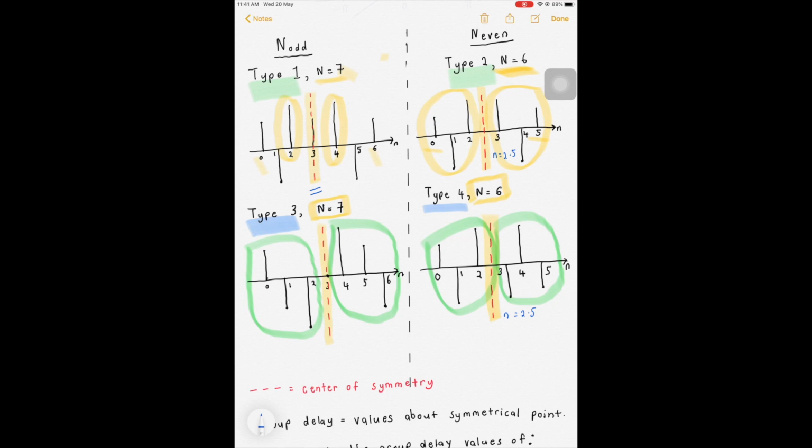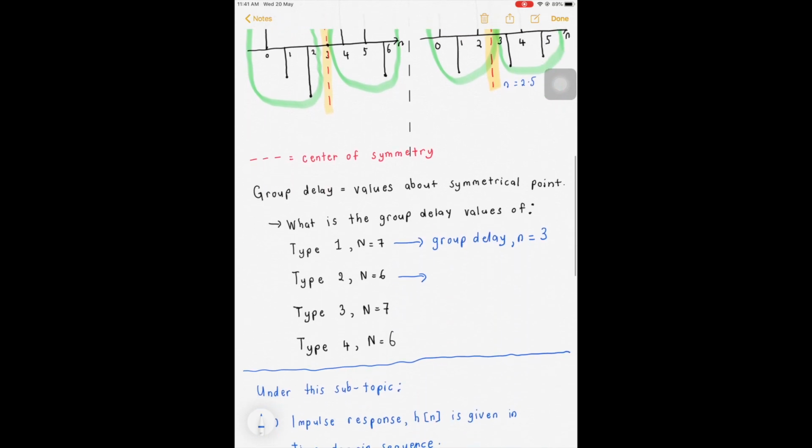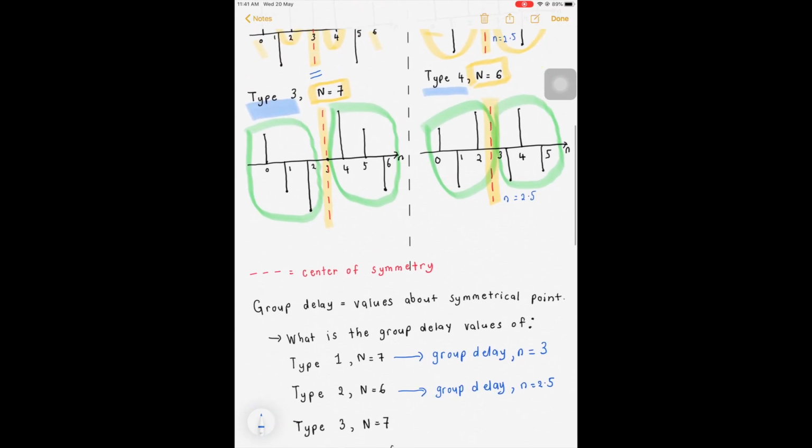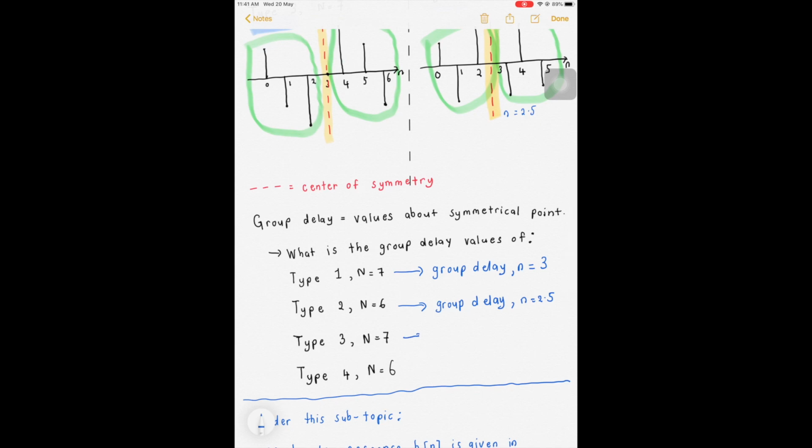For type 2, n equal to 6, you refer to this graph. You look at this, your center of symmetry is at n equal to 2.5. So definitely the group delay for this one is at n equal to 2.5. The same goes for type 3 and type 4. Type 3, done.